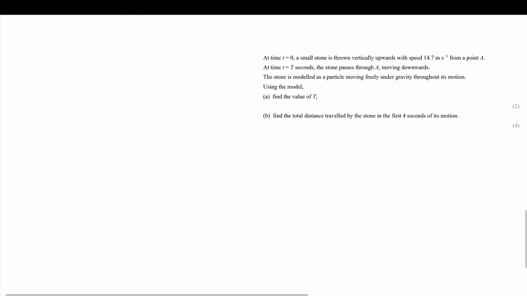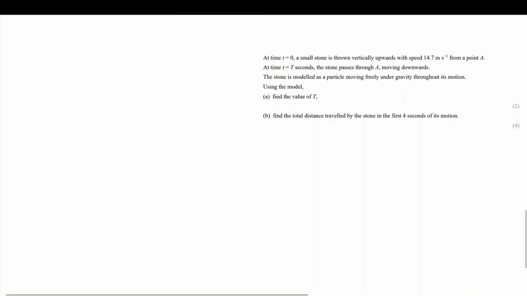In this question, we're told that at time t equals 0, so at the beginning of our observation, a small stone is thrown vertically upwards with speed 14.7 from a point A. At time t equals T seconds, the stone passes through A, moving downwards. The stone is modelled as a particle moving freely under gravity throughout its motion. Using the model, find the value of T, the moment when the stone returns to point A and is moving downwards.